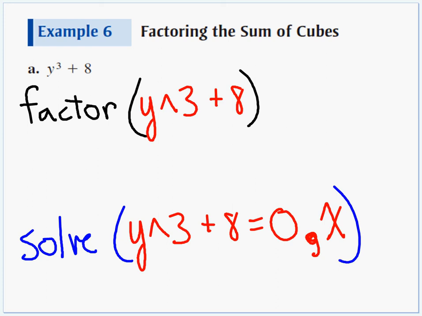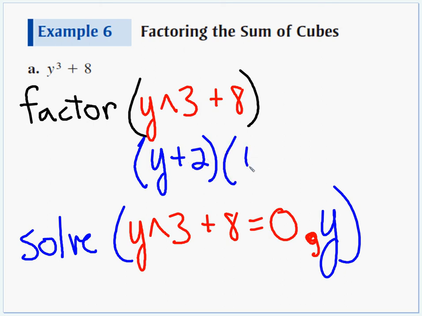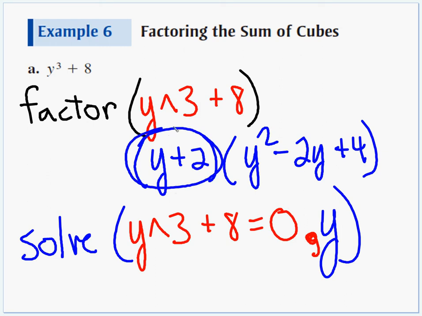And I just realized here, this comma x, well, the function has a y in it. So if our function has a y, we have to solve for y. So we should put a y there. Okay. So the factoring part, the answer would look like this. Quantity y plus 2 times quantity y squared minus 2y plus 4. Now for the solving part, if we set the first factor, y plus 2, equal to 0, you're going to get the answer y equals negative 2, and that's it.